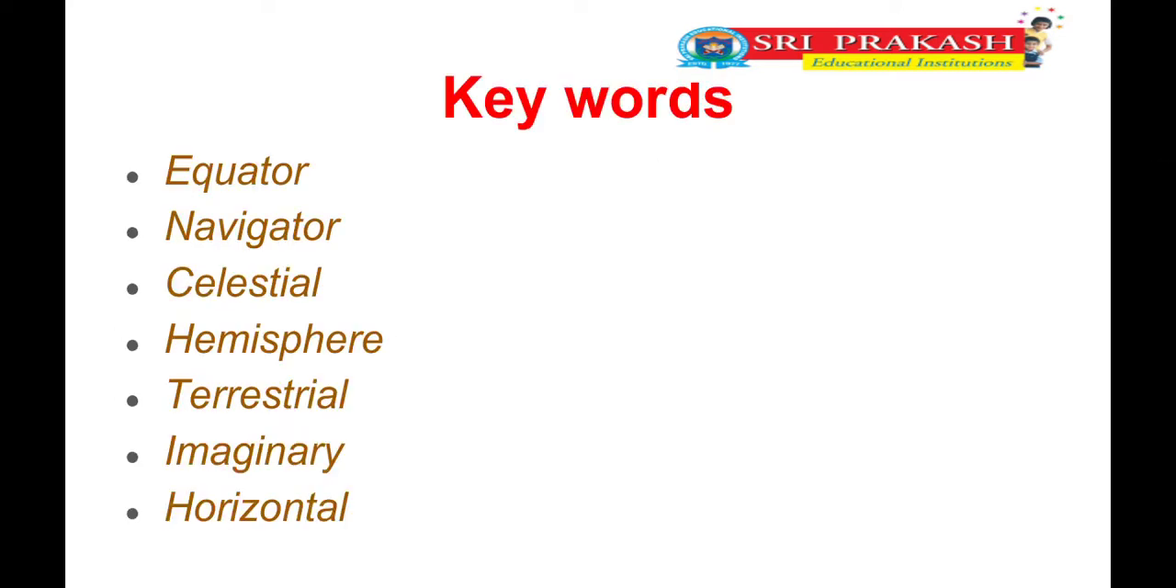Then, keywords. From this lesson, we are going to learn some keywords, children. What are the keywords? Equator, navigator, celestial, hemisphere, terrestrial, imaginary, horizontal. These are the keywords we are going to learn from this lesson.